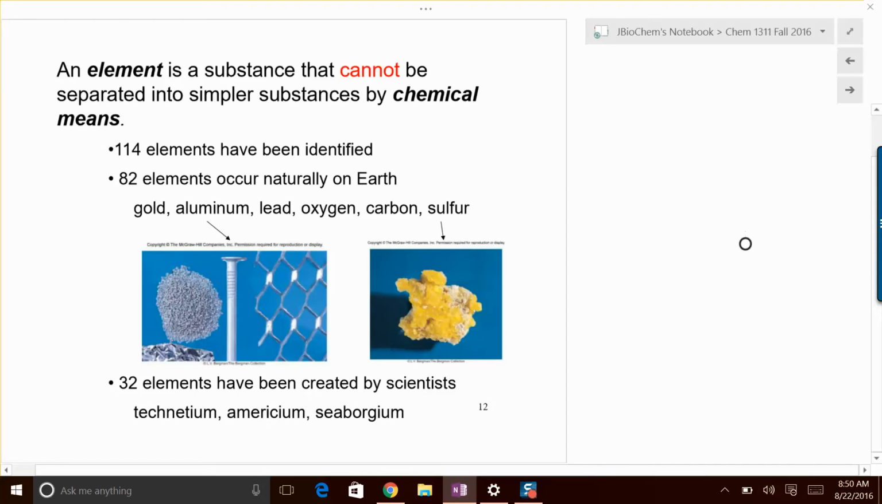Okay, so an element is a substance that cannot be broken into anything smaller. Okay, chemically. So obviously, these elements are atoms that are made up of different particles like protons and neutrons and electrons. That's not what we're talking about. We're saying we cannot chemically break it down into anything smaller. So these elements are the simplest units of matter, okay, which we call atoms.